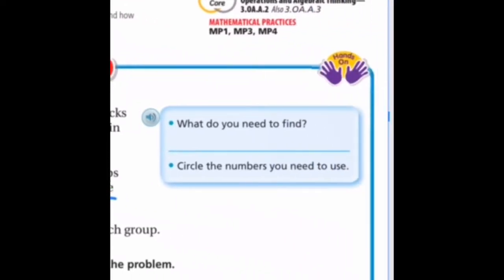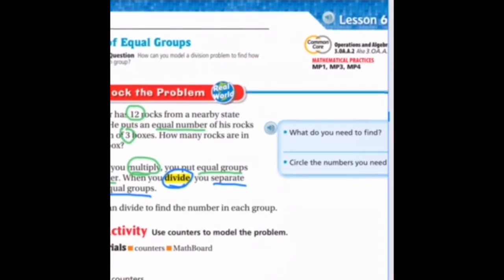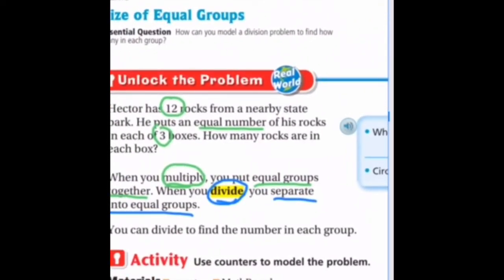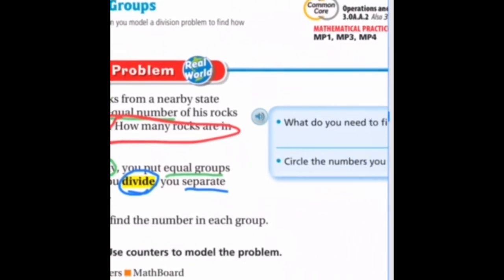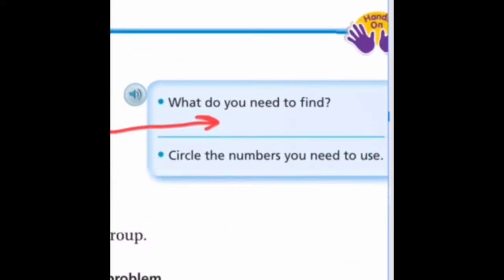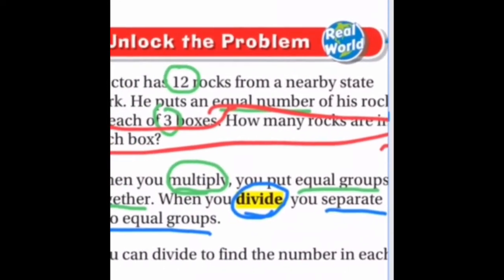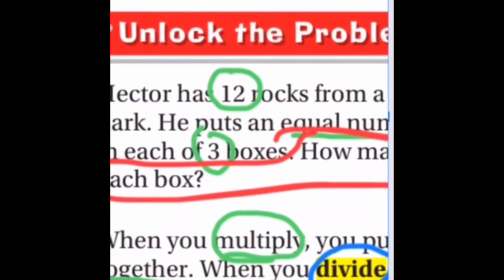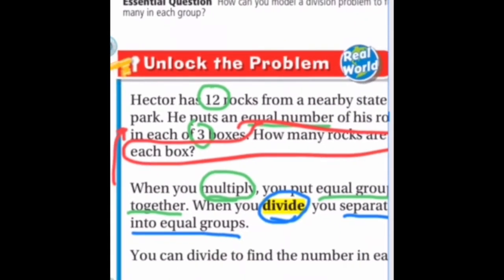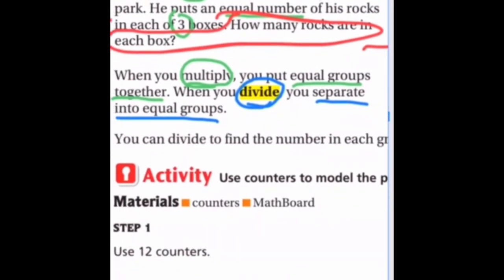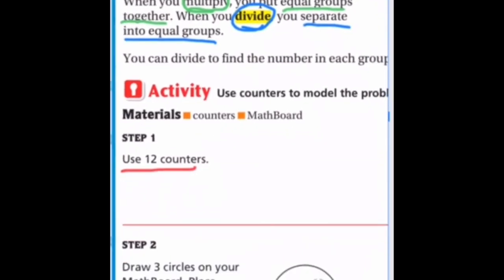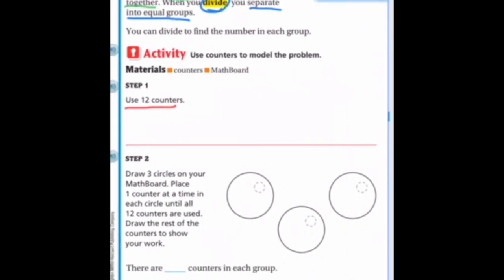Looking over here in our little blue box, what do you need to find? Well, we're used to that by now. That's our little question here. How many rocks are in each box? And we can just circle it and draw an arrow. And then it says here to circle the numbers you need to use. And I already did that for us, but you should circle them as well. Circle the 12 rocks and the 3 boxes. Okay. All right, step 1, use 12 counters. We're not going to use counters, we're just going to draw with our pencils.